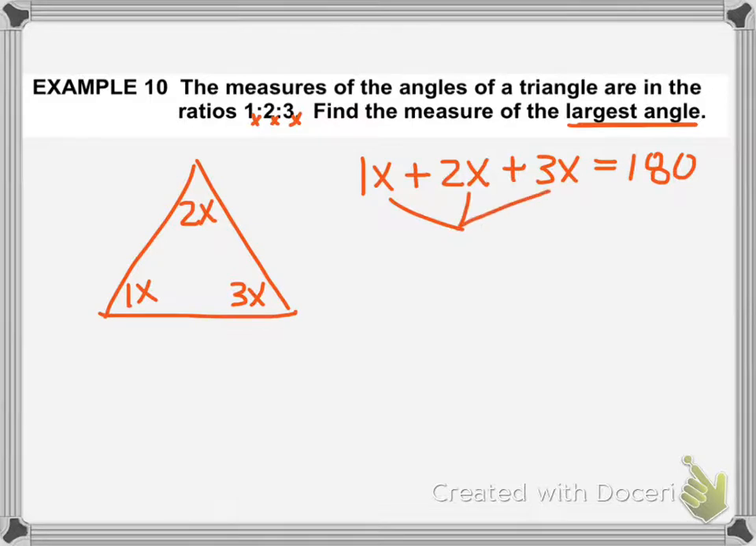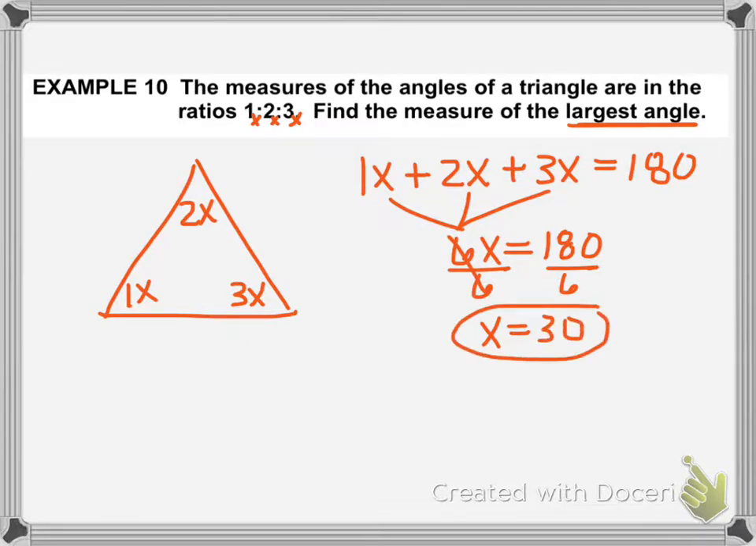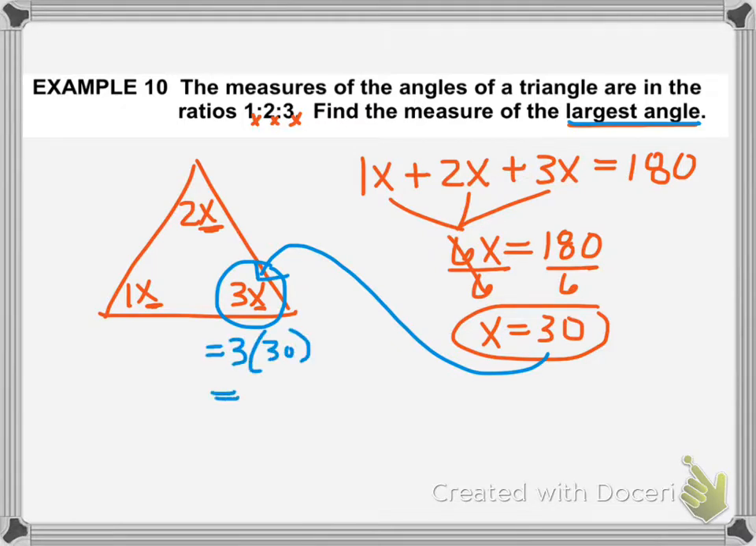So now that I have an equation, I can go ahead and solve it. Let's combine our like terms. 1x plus 2x plus 3x is 6x. And then we can divide both sides by 6. And x equals 30. Remember, that's not your answer. That just tells you the value of x in these three expressions. We want to find the measure of the largest angle. That's going to be the one with the largest factor in front, or the 3x. So we're going to replace the x part with 30. 3 times 30 is 90. So that angle is 90 degrees. The largest angle is 90 degrees, meaning this is a right triangle.